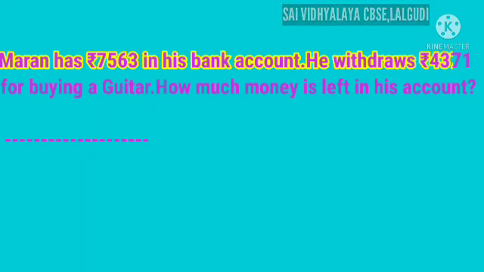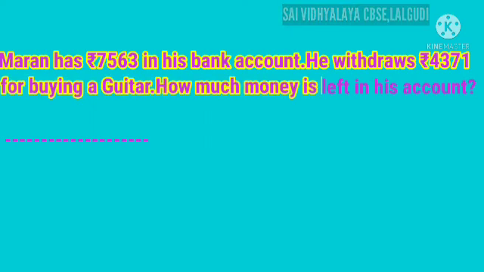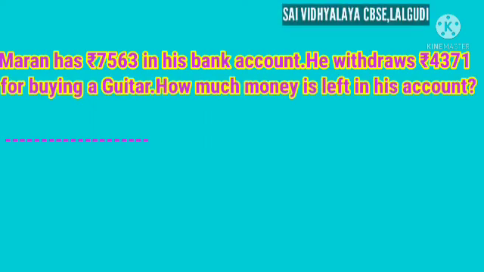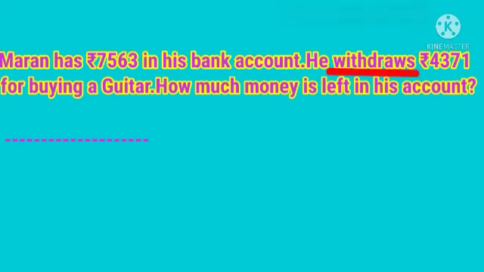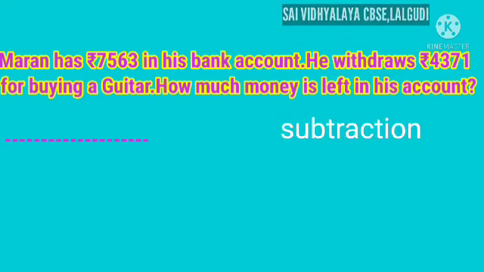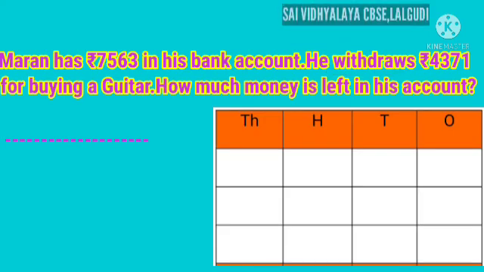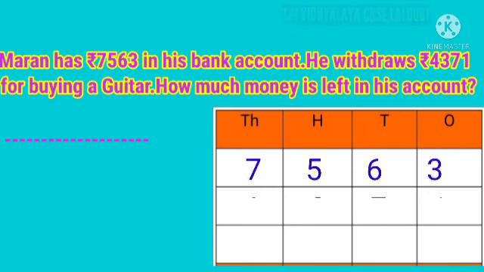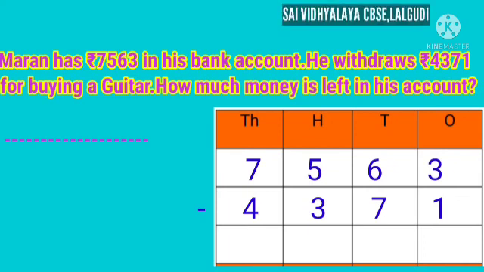Next sum. Maran has rupees 7563 in his bank account. He withdraws rupees 4371 for buying a guitar. How much money is left in his account? Look at the word withdraws. That means take out. Left is the keyword of subtraction. Now we will see how to subtract this. Write the numbers in column. Put minus symbol. Now start subtracting 7563 minus 4371.